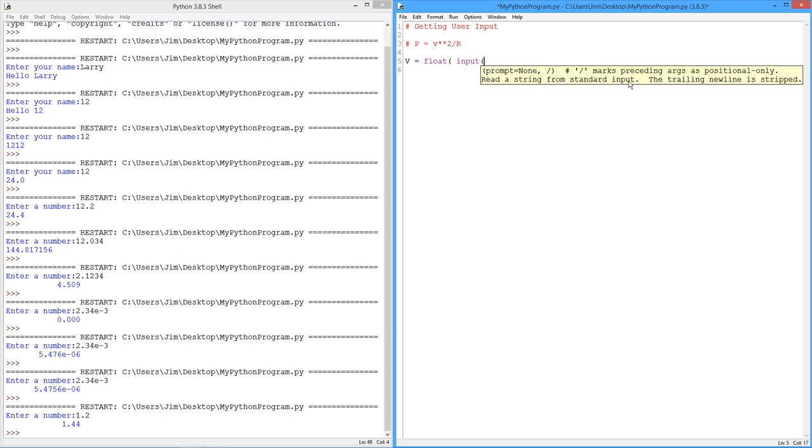All right, read a string from standard input. Okay, what's my prompt? What do you want to say? Let's grab the voltage first. So we'll say, please enter the voltage in volts. Units are good, right? Units are always good.